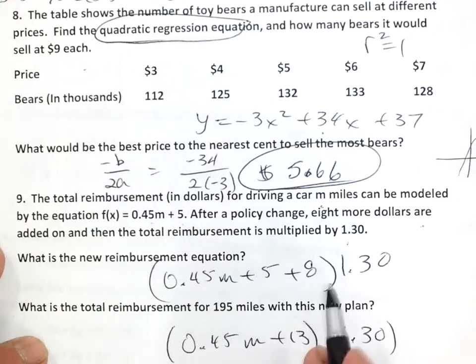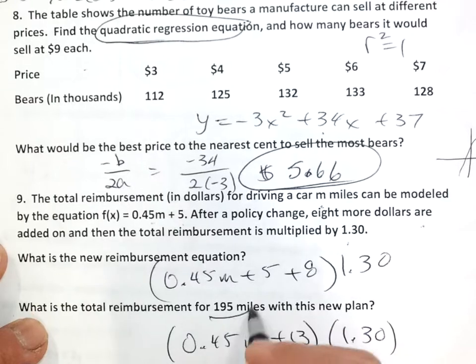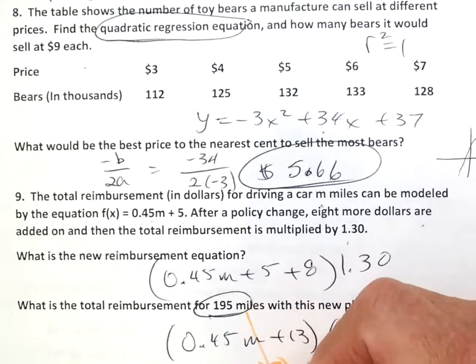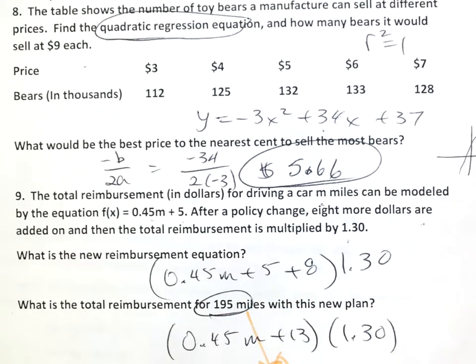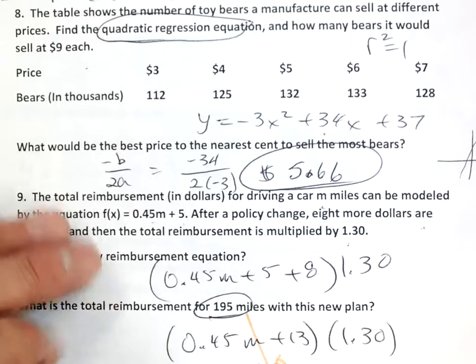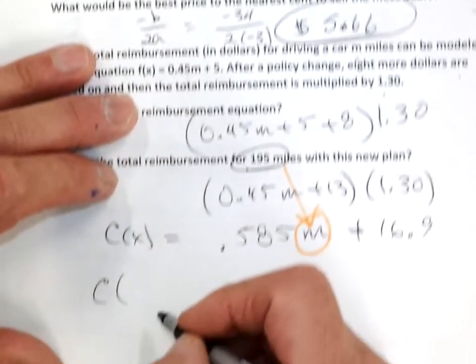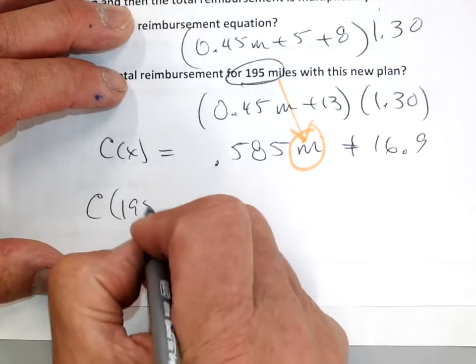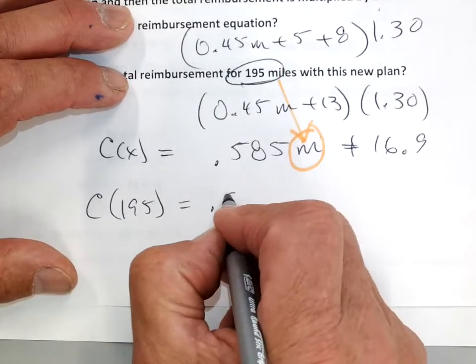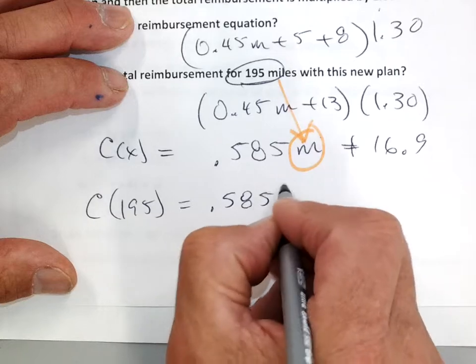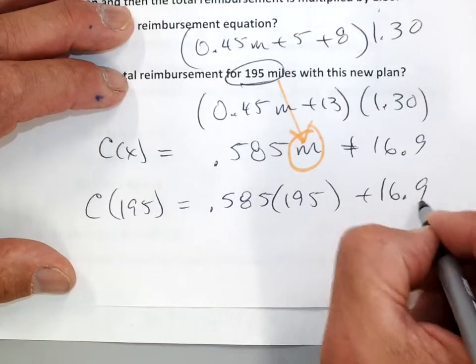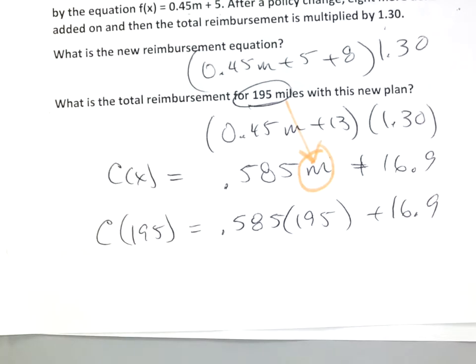Okay, now, what is the total reimbursement for 195 miles? Well, that's easy. Let's just put this 195 in for our miles, and we'll calculate the answer. So C of 195 is equal to 0.585 times 195 plus 16.9, and I'm going to let my calculator do the work. Sorry you guys, it was off the paper, my bad.